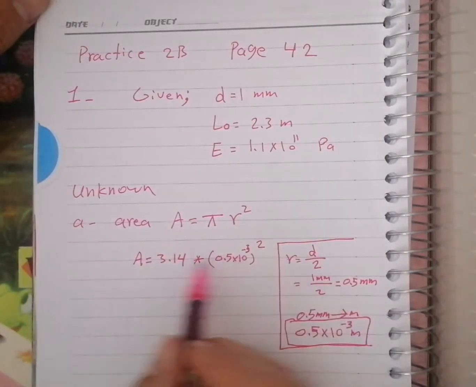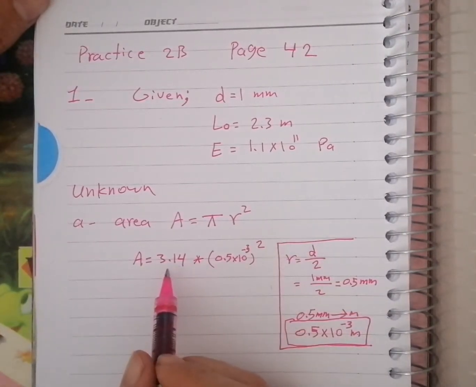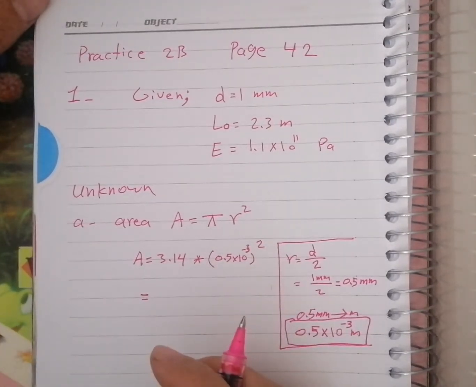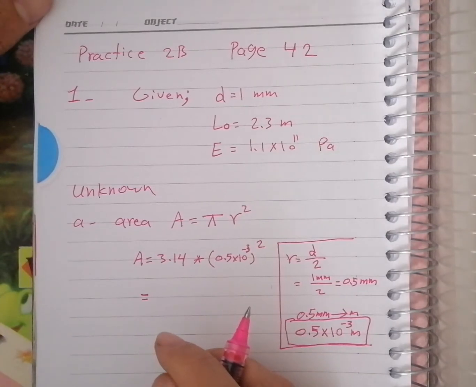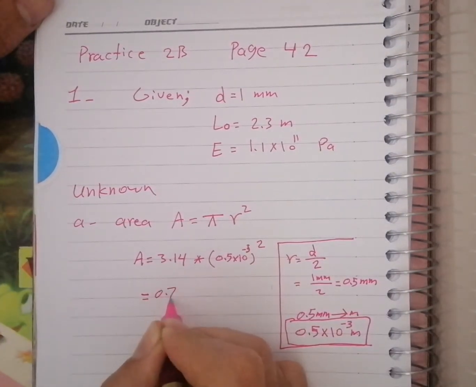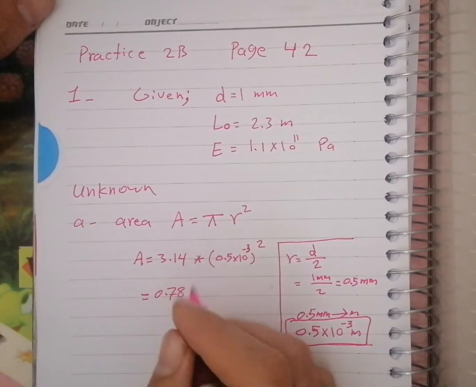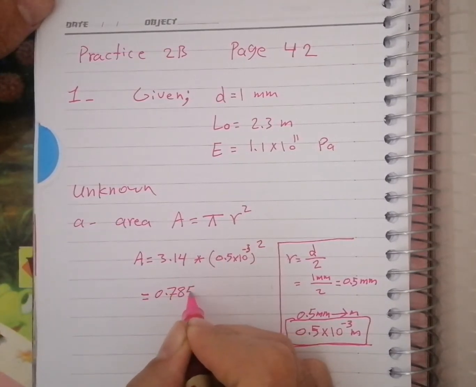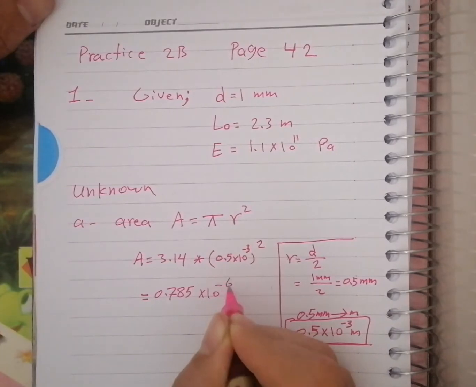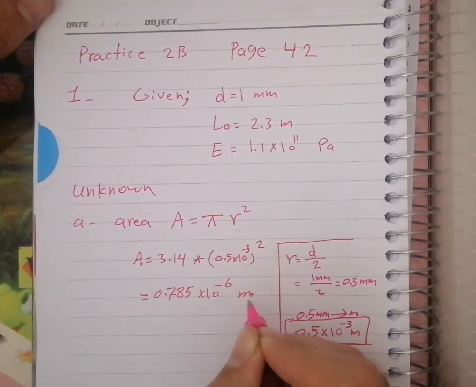Alright, so you just insert those numbers in the calculator, and the answer that you should get is 0.785. This is the number that you should get if you put it in the calculator. 0.785 times 10 to the power negative 6 meter squared.